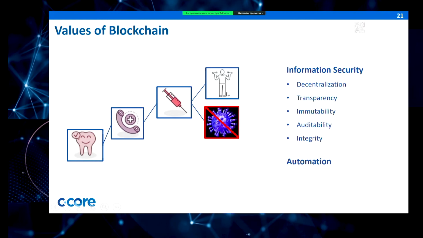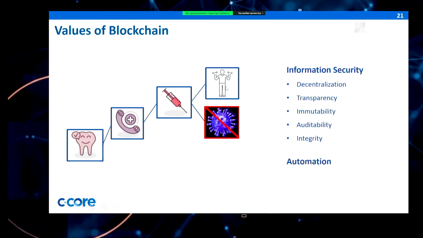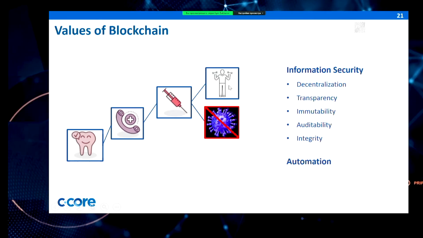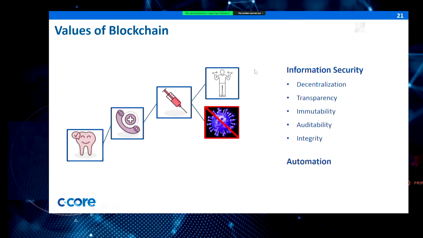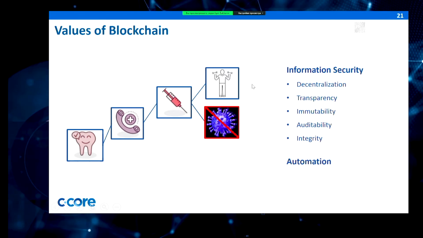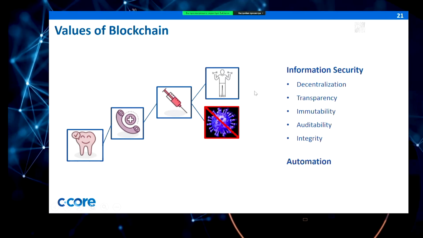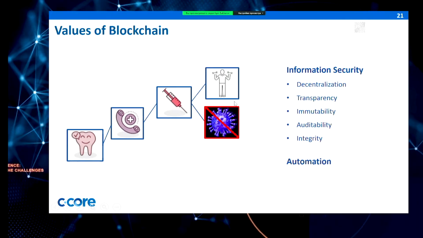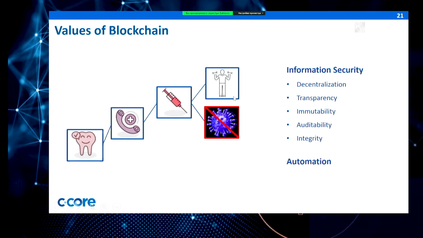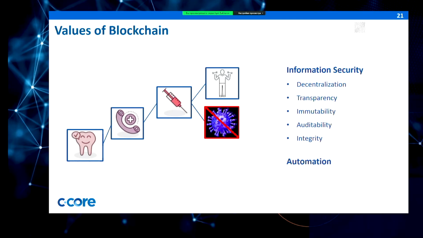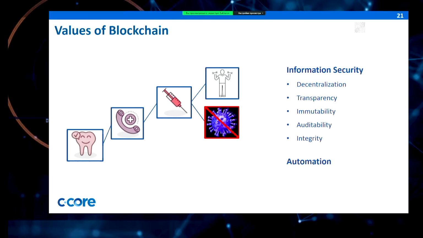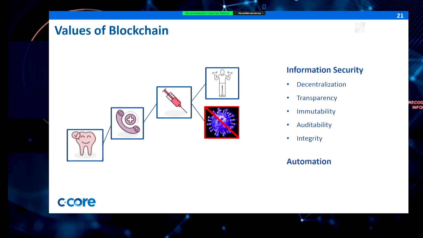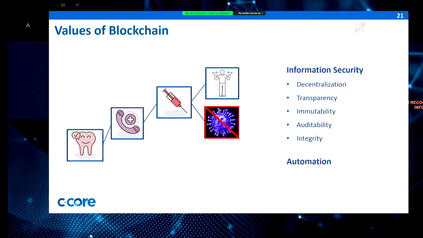And the value of blockchain on top of the security which we have with the network or cloud: blockchain adds the capabilities of decentralization, transparency, and immutability. So you cannot change records, for example, a medical record of who did vaccination or who didn't. Auditability, so you can verify the full history, and integrity. And the most important thing is that blockchain helps to automate the entire process of records and their storage.